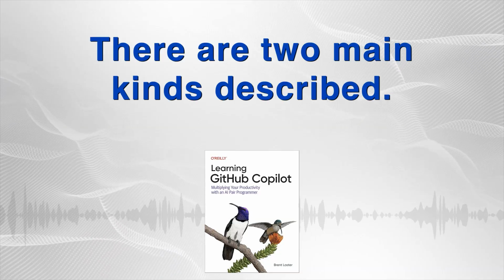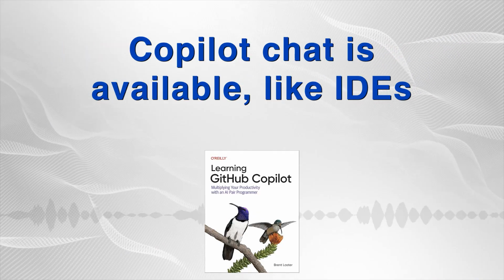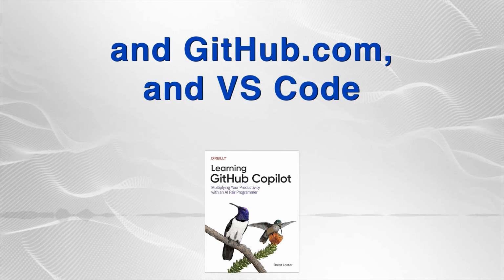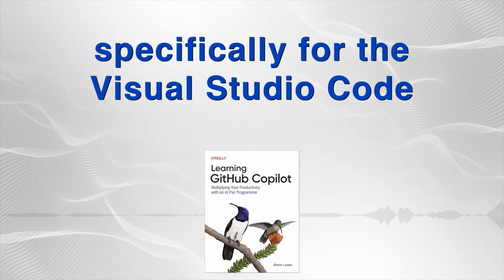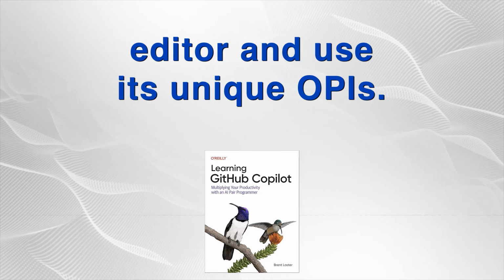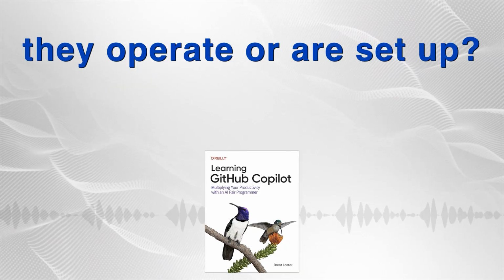There are two main kinds described. Copilot extensions, which work broadly wherever Copilot chat is available, like IDEs and GitHub.com, and VS Code extensions for Copilot, which are built specifically for the Visual Studio Code editor and use its unique APIs. What's the practical difference in how they operate or are set up?